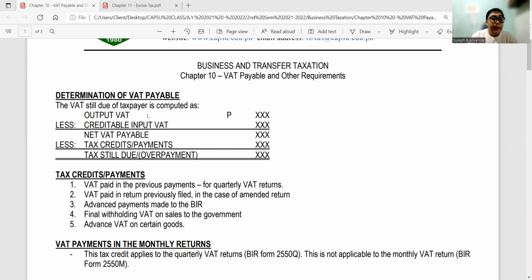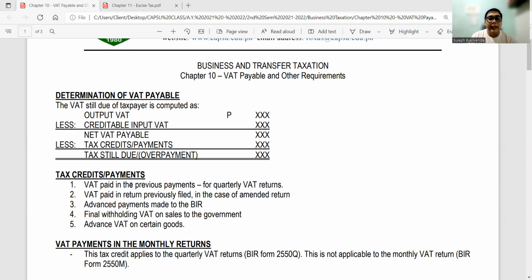Okay, so how to determine? Output, less input, then less tax credits, then tax still due, right? So, what are those tax credits? What are those valid tax credits or payments that you have paid or you have purchased or expensed, that can be used as part of that tax credit or tax payments?